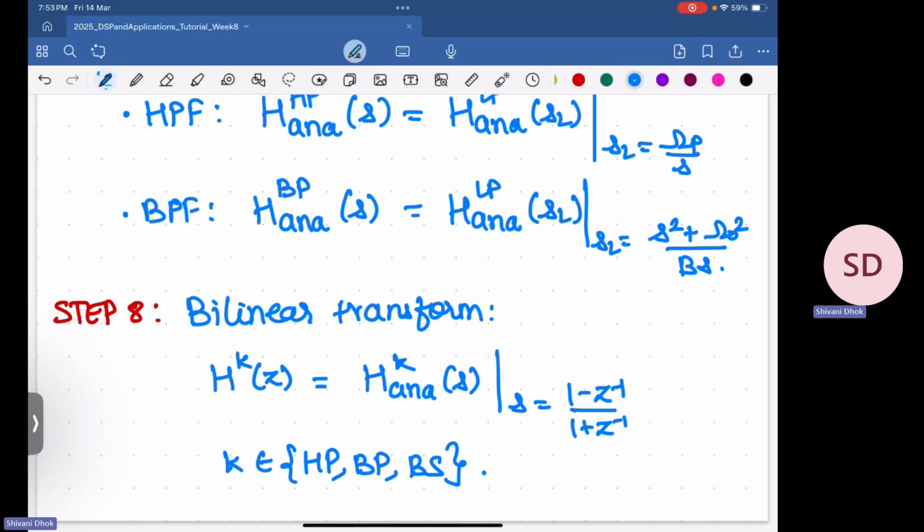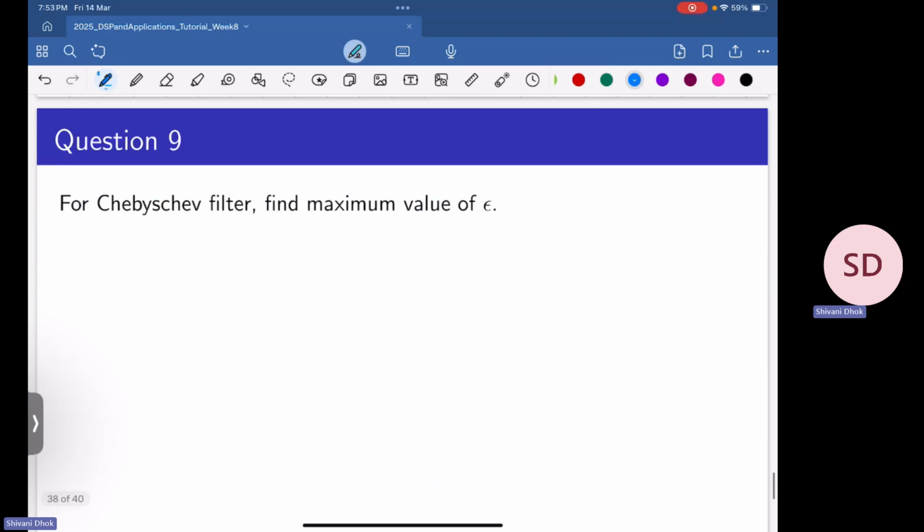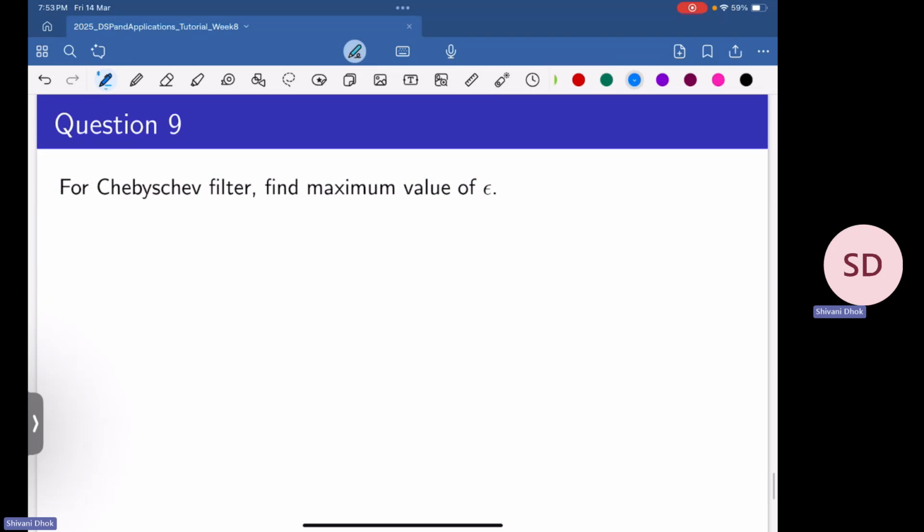Okay, so if there are no questions, let us quickly do the remaining 2 questions that I plan to cover today in the remaining 5 minutes. So let's start. Now question 9 and question 10 are related to Chebyshev filters. The first question is, for a Chebyshev filter, find the maximum value of epsilon. So this epsilon, let me write it properly.